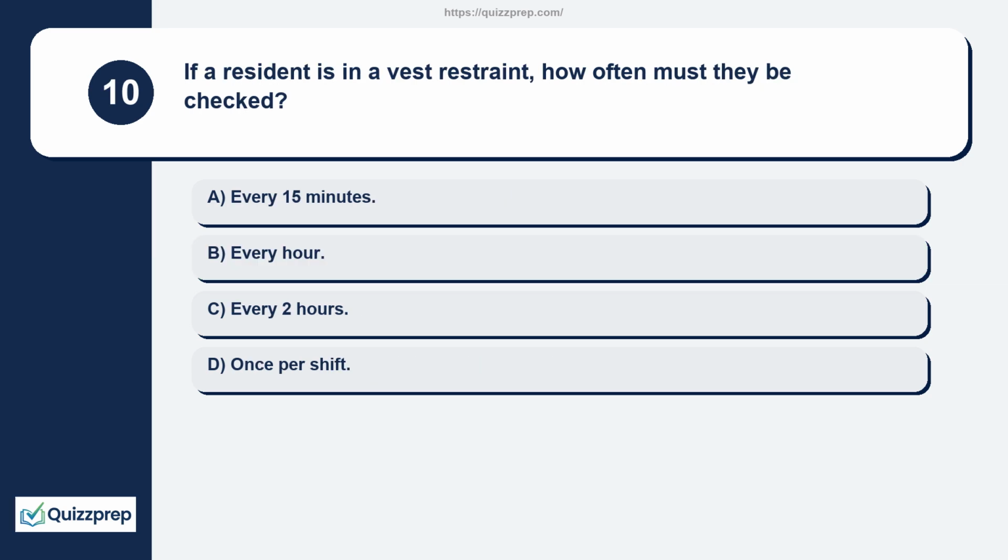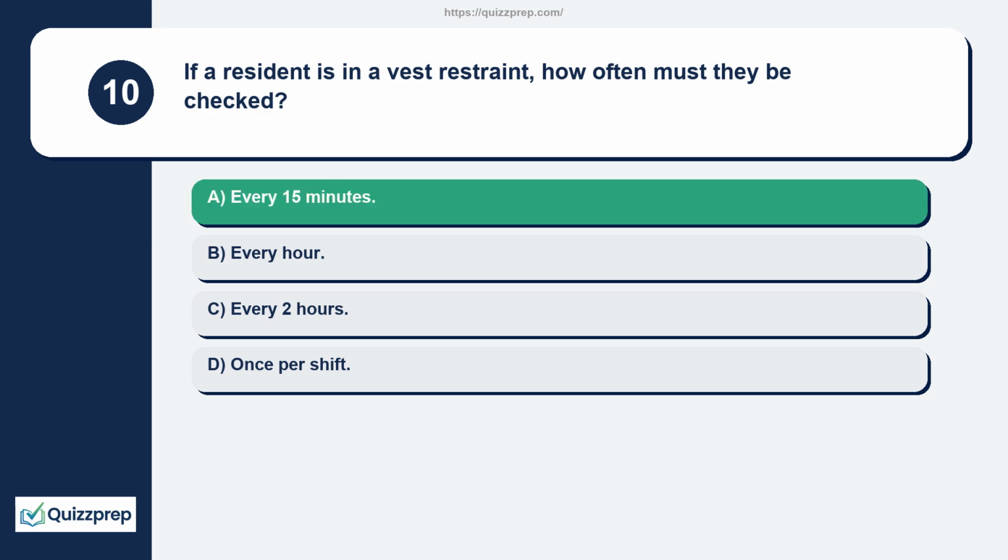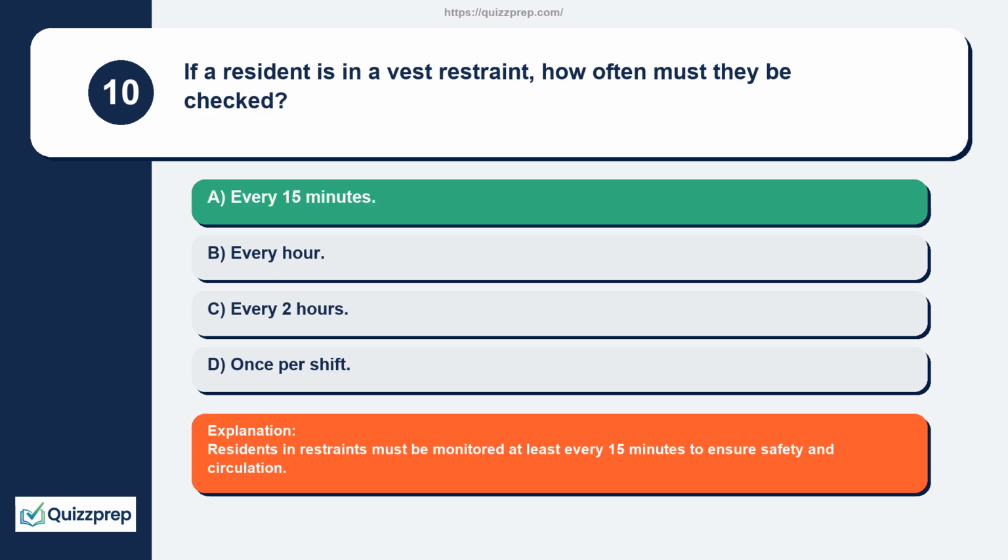Question 10. If a resident is in a vest restraint, how often must they be checked? Every 15 minutes, every hour, every 2 hours, once per shift. Residents in restraints must be monitored at least every 15 minutes to ensure safety and circulation.